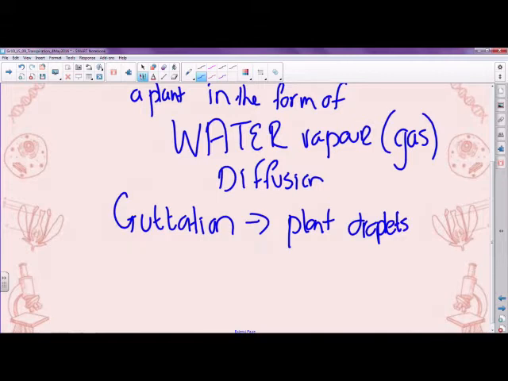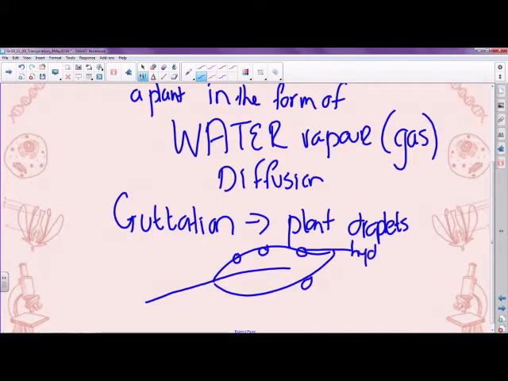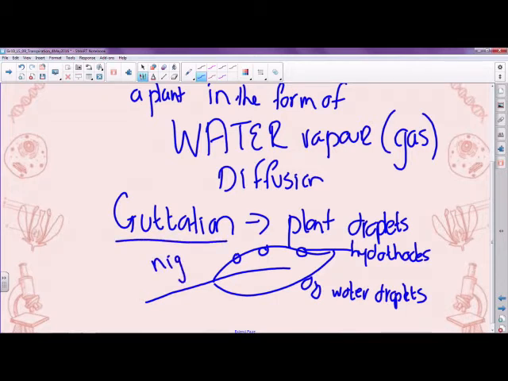Okay, not through stomata. Sometimes a leaf has openings on the side here. They are called hydathodes. If a leaf needs to lose a lot more water than by transpiration, it can form these little water droplets when it's very humid, or when there's too much water in the soil. Guttation can occur. It usually occurs at night, whereas transpiration usually occurs during the day.